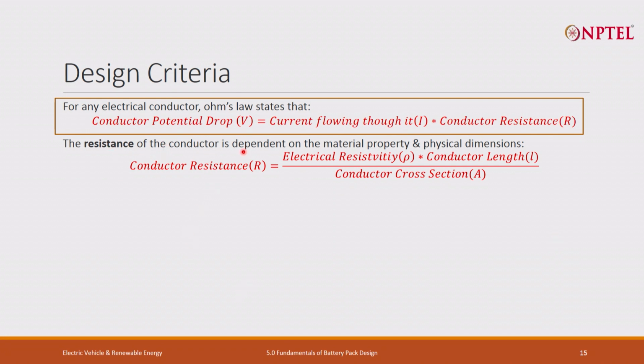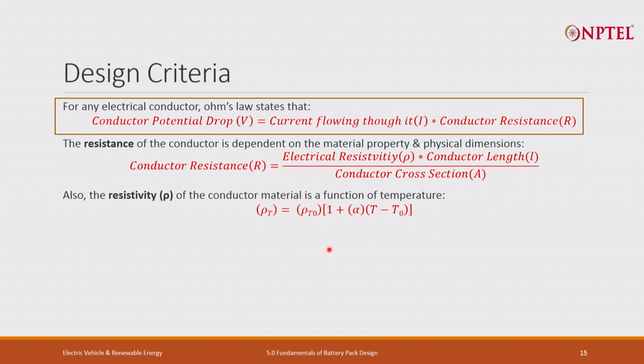Now, this resistance of the conductor material is dependent upon the material property and the physical dimensions. How is it related? The resistance R is equal to electrical resistivity rho multiplied by the conductor length and divided by the cross sectional area. The cross sectional area is the area through which current flows, and the length is the length through which the current flows.